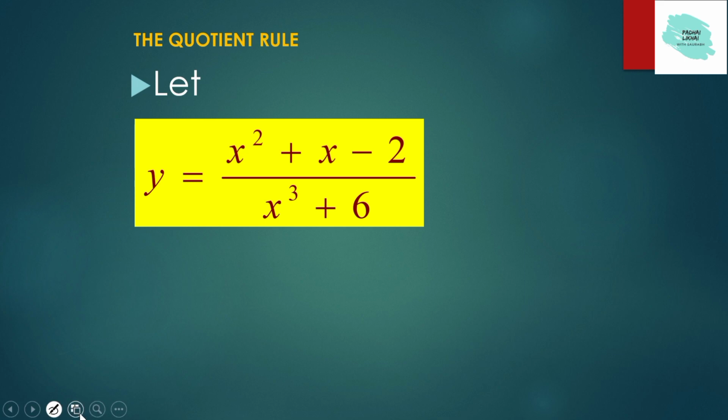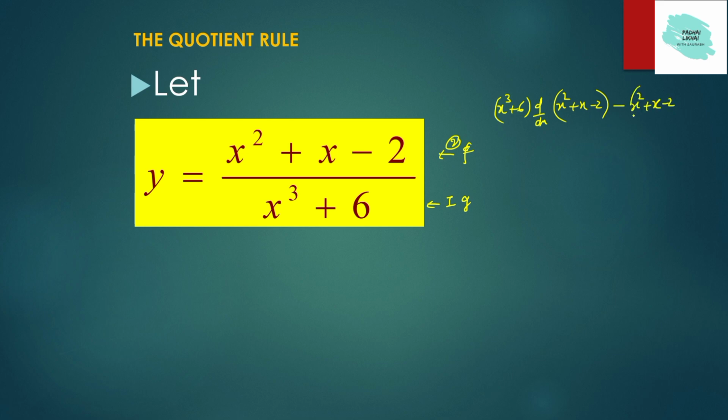In this example, this is the first function, this is the second function. According to the rule, we will write first function, differentiation of second function, minus second function, differentiation of first function, whole upon x cube plus 6 whole square.